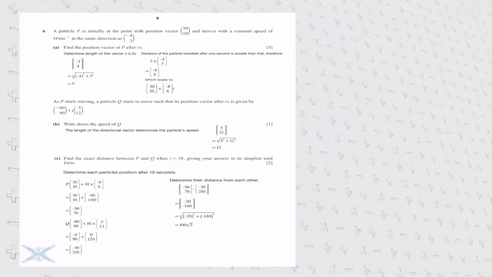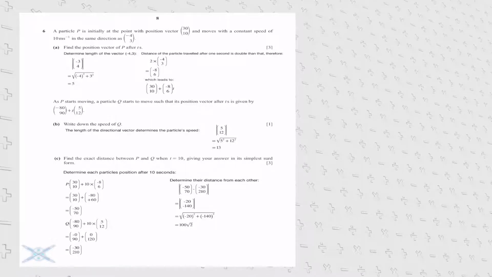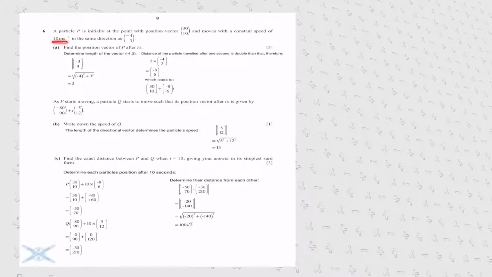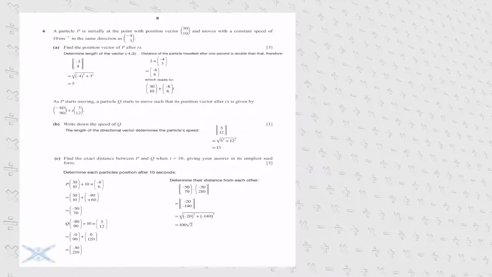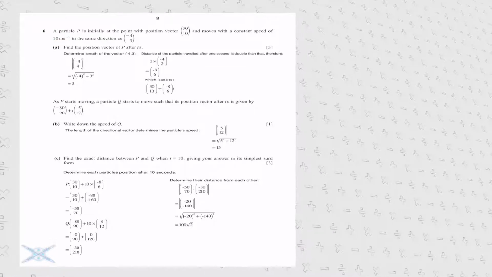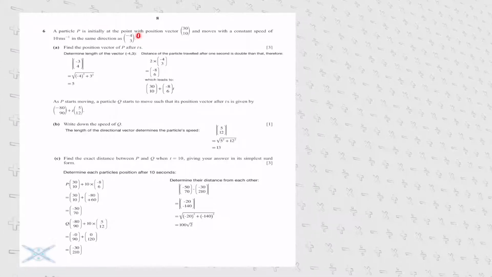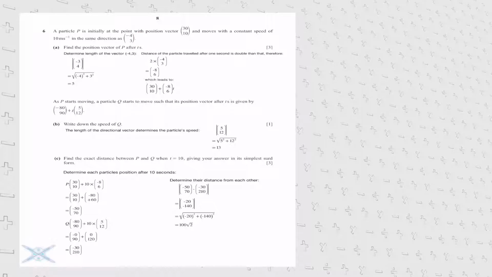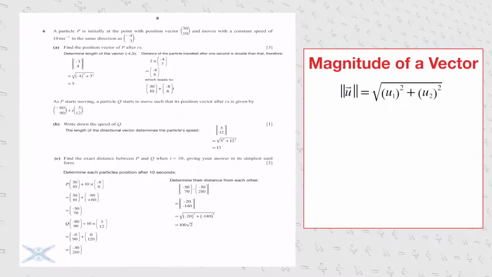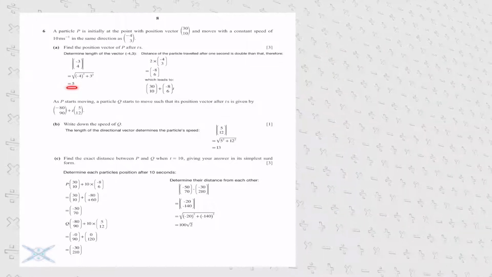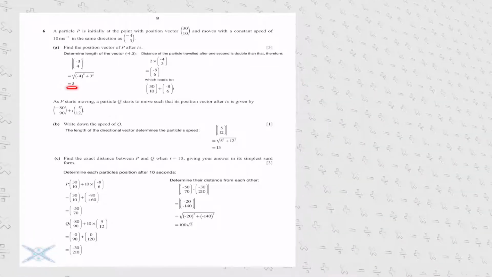To do that, we first need to determine how far our particle P has traveled, which we kind of know. It states here 10 meters per second. What we need to do is to translate it into a fitting direction vector. To achieve that, we will determine the length of this vector using the formula to calculate its magnitude provided on the right-hand side of your screen. After applying this formula, we come to the conclusion that the length of this direction vector is 5.